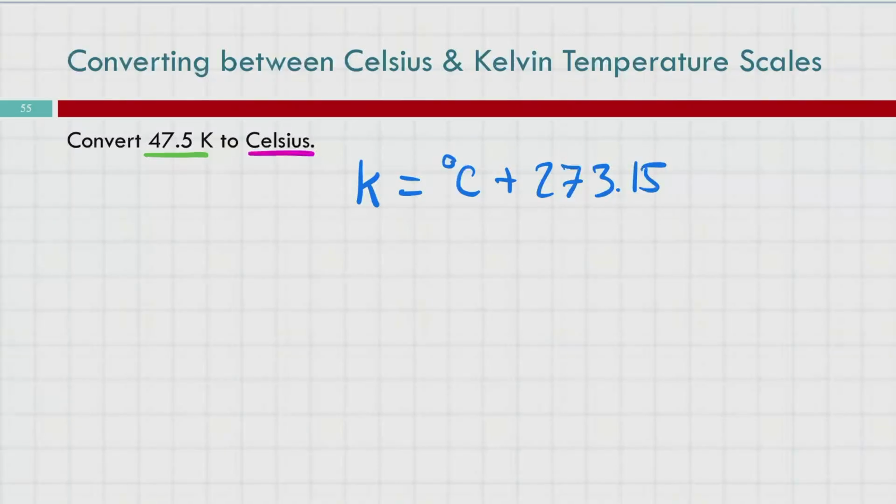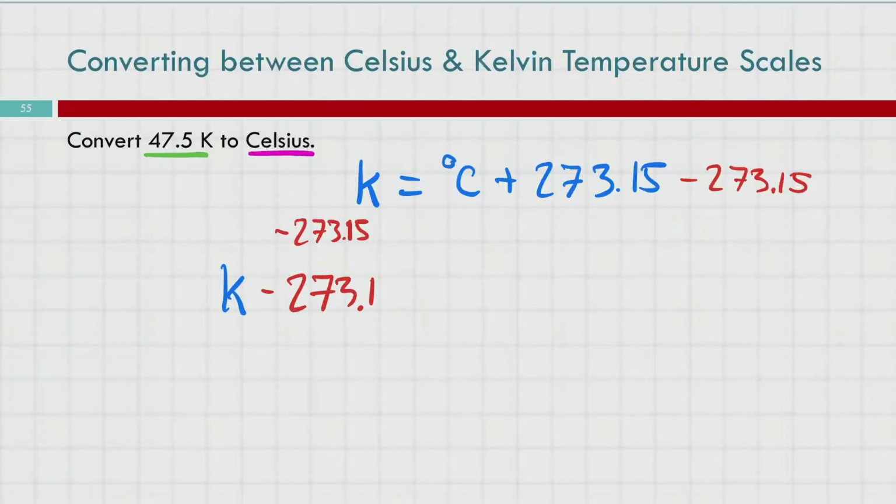The problem with the way that this is set up is that it's set up with Kelvin by itself. That means we're solving for Kelvin, so we need to flip it. So we're going to move our 273.15, and that'll turn into Kelvin minus 273.15 equals degrees Celsius.